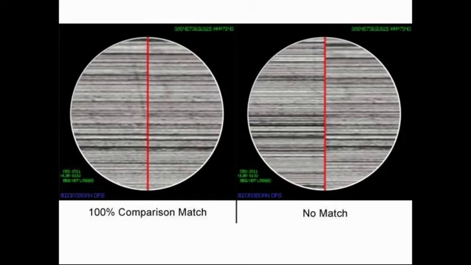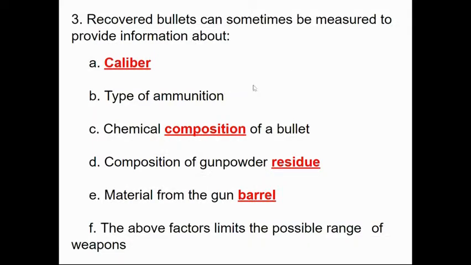So now we test fire it. Now we have a bullet from the crime scene. We have a bullet that we just fired from a gun that we know it came from. We compare those two bullets. If the striae are a 100% match here, we know that both bullets were fired from the same gun. But that's the only real way in terms of comparing the bullets. You need the actual gun, and that's not always something that's possible.